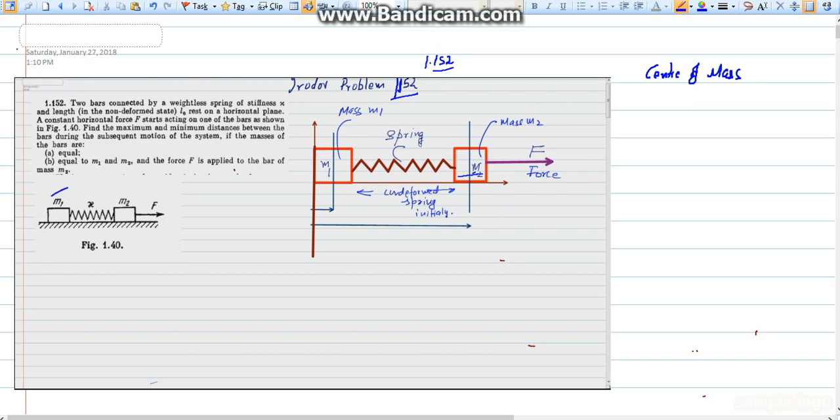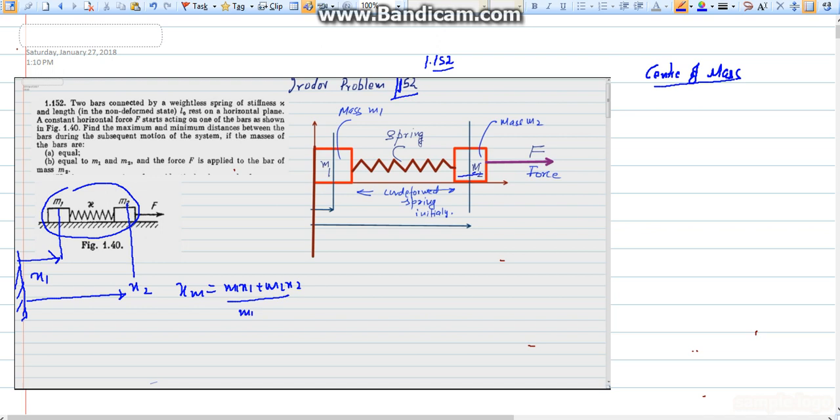Such problems where there are two masses connected by a spring, you can always follow the concept of center of mass. Now, suppose x1, x2 are the locations at any point of time, not the initial. From any reference, what is the center of mass? Center of mass is (m1 x1 + m2 x2) upon (m1 + m2), from this reference point, from where we are looking.